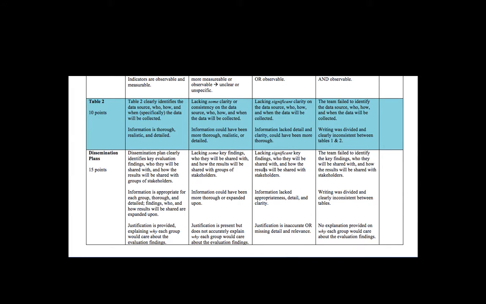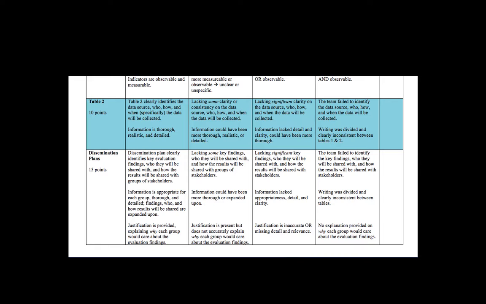Next, we have Table 2 shaded in blue. To receive full credit, you should clearly identify the data source, so who, how, and when specifically the data will be collected. The source should guide the method, so make sure you are completing this column first. And lastly, information is thorough, realistic, and detailed.